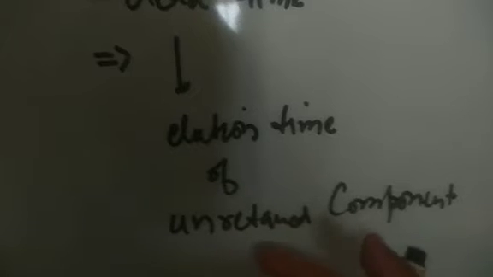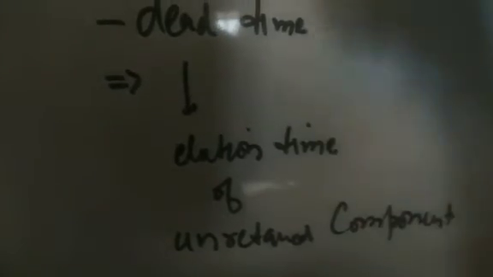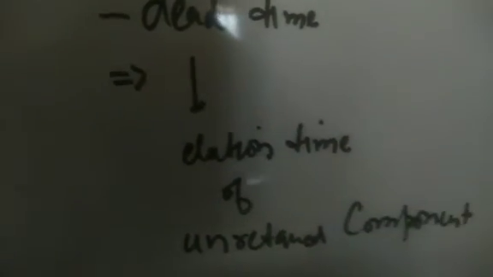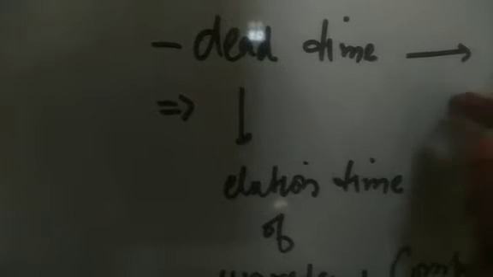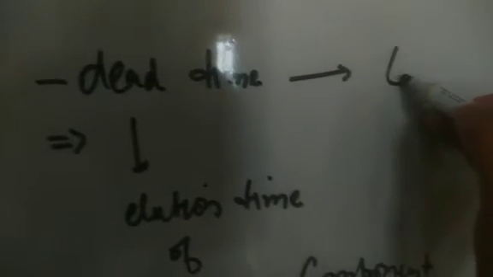ठीक? So it is simply the time required to flush the column. Let the eluent pass through the column. It will come out straight forward. So this time is called as dead time. Fine. So this dead time is designated by T0. तो हमारे पास दो terms आ गई. So we have two terms, one is the retention time and one is the dead time.